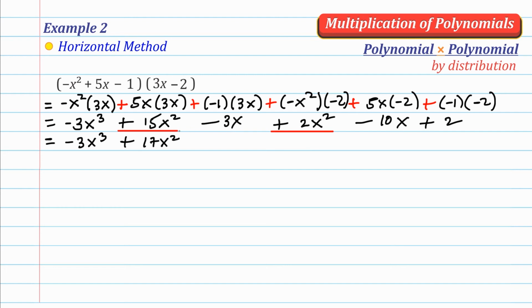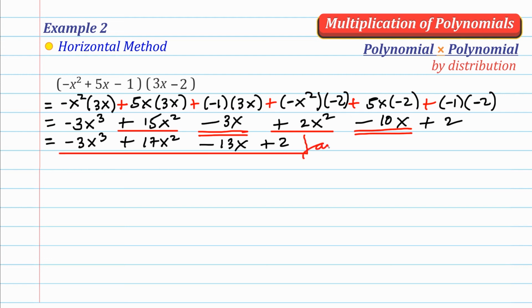And then after x squared, descending order, it must be x. Now let me double underline this as my guide that these are like terms. So negative 3x minus 10x we know is negative 13x. And finally, the constant plus 2. So we have combined like terms and at the same time arranged in descending order of degree. Although medyo mahirap maghanap ng like terms. So let's try to do the vertical method.